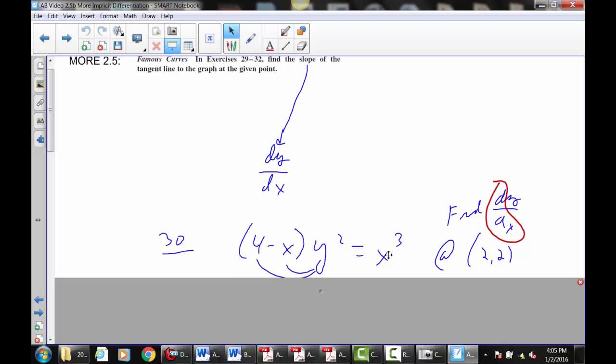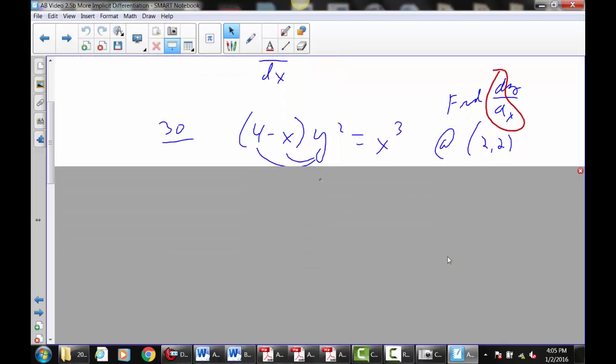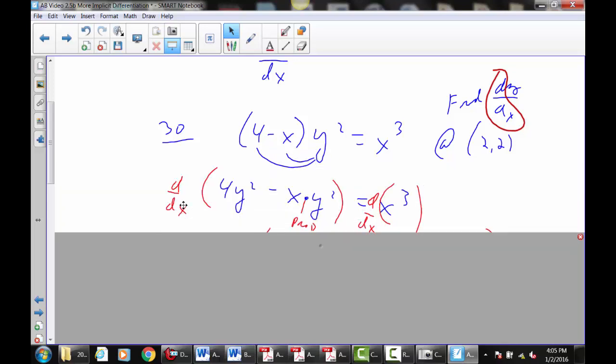So number 30, here's the equation. Here's the point at which we're finding the slope of the tangent line. First thing, personally I would just multiply through and then take d dx of each side. So this is ugly, y is ugly. Here we have a product rule. This, of course, is pretty.